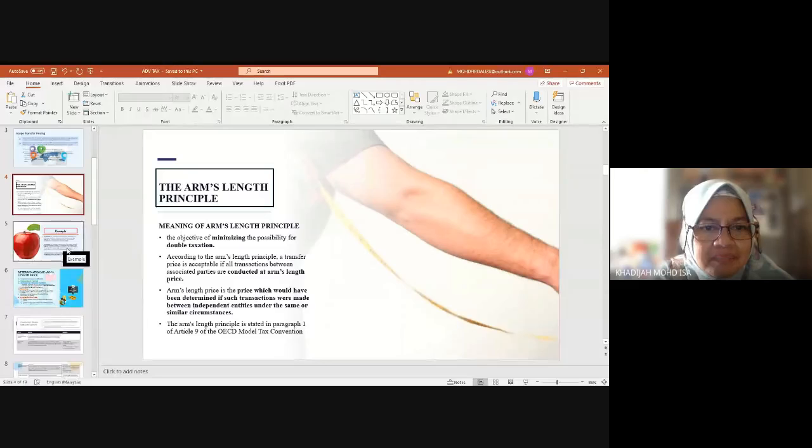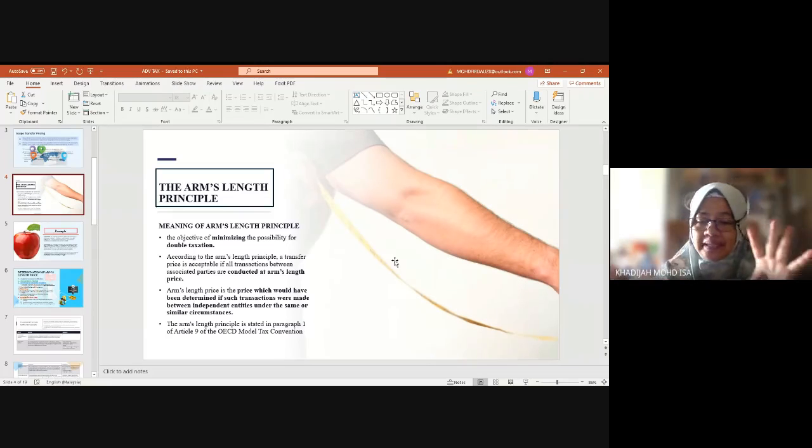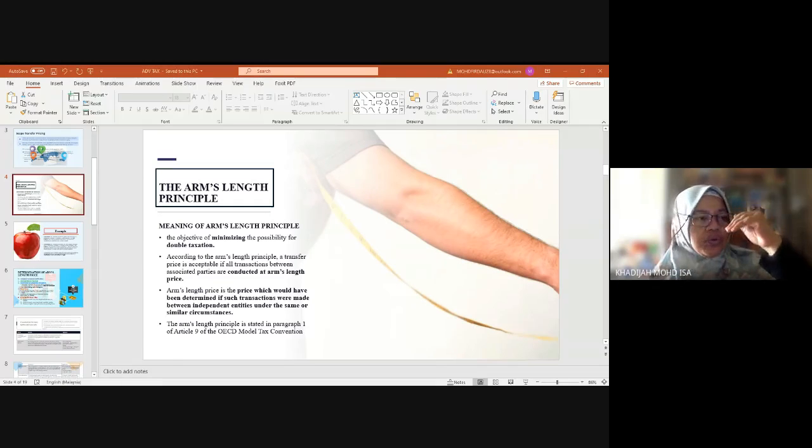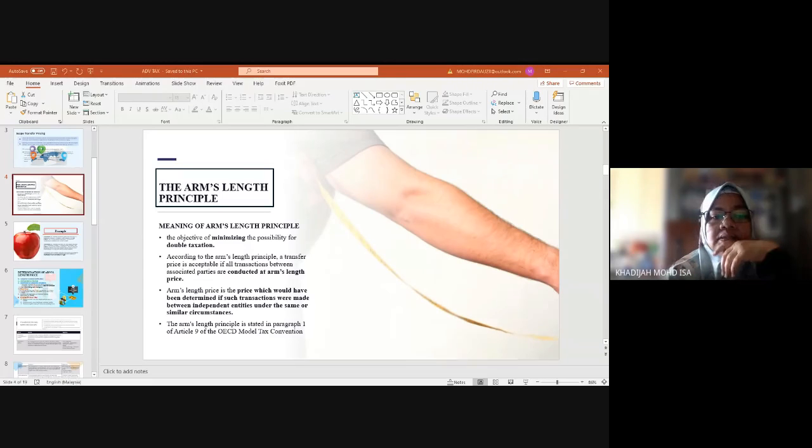Minimizing the possibility of double tax, according to the arm's length principle, a transfer price is acceptable. The transfer price is the price you sell to your related party, that's why it is called transfer price. It is acceptable if all transactions between associated parties are conducted at arm's length. So when it is arm's length, it means you cannot sell too low. Of course, normally you sell lower than the normal selling price, but it cannot be too low. The effect of being too low is that when your sales price is too low, your profit will go up. So that's all.